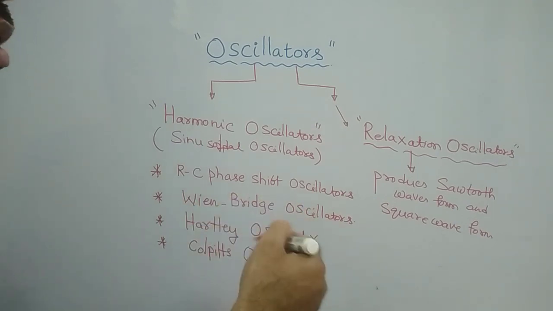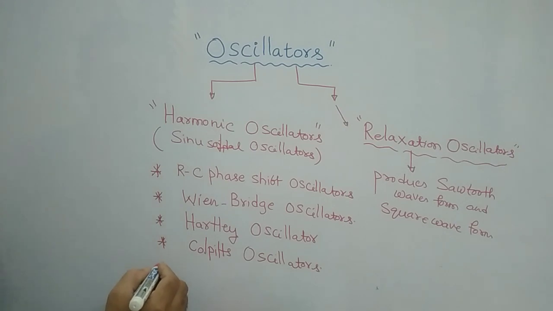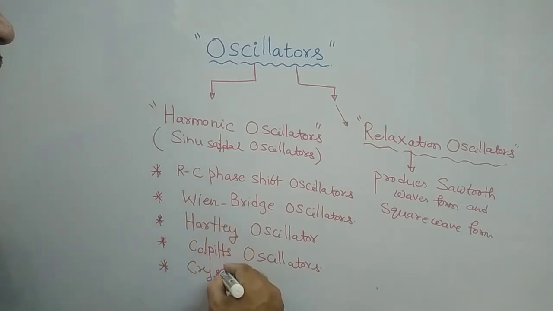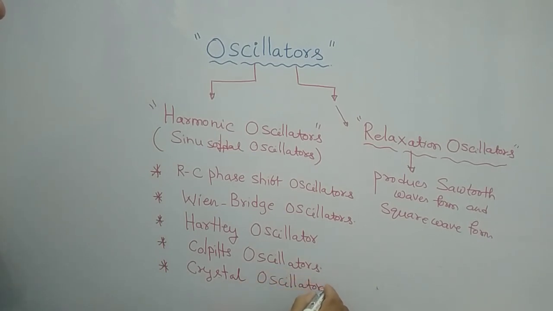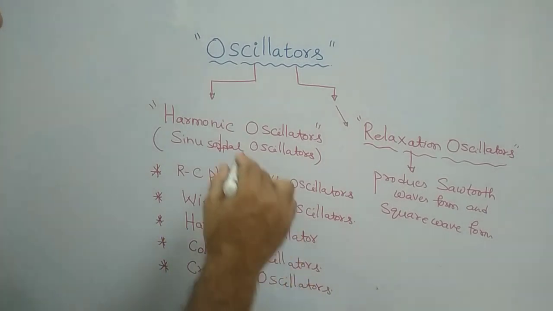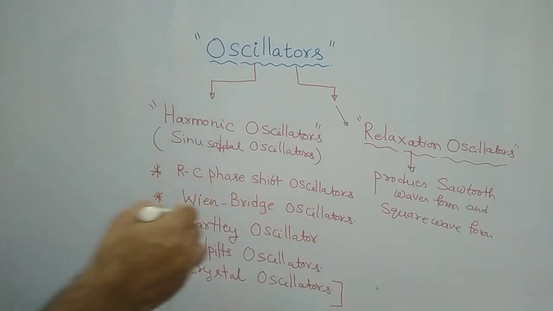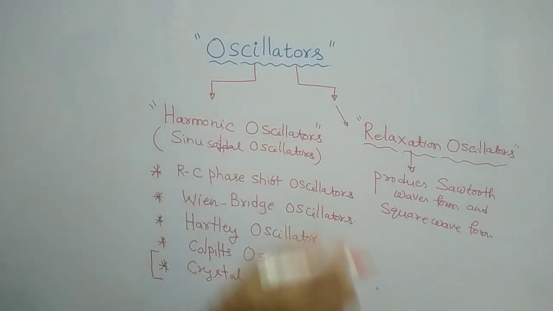And there is one more special class of oscillator, which is called the crystal oscillator. As per your academics, you will have this also: crystal oscillator. This is a special type of oscillator. These are the different examples under harmonic oscillators, but the crystal oscillator is something special, something different.